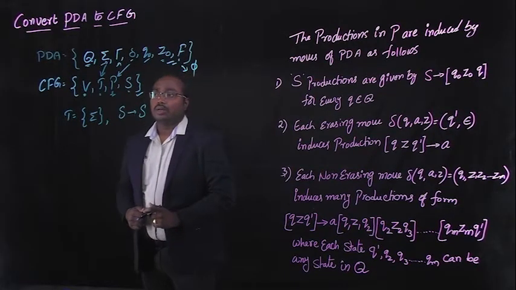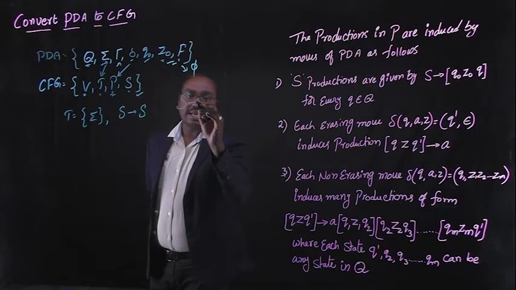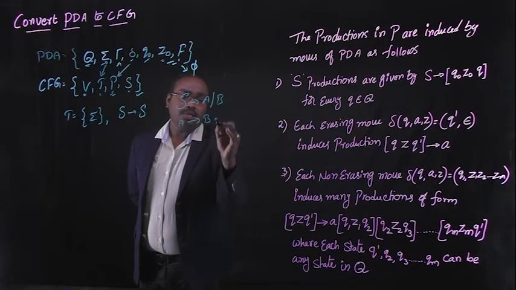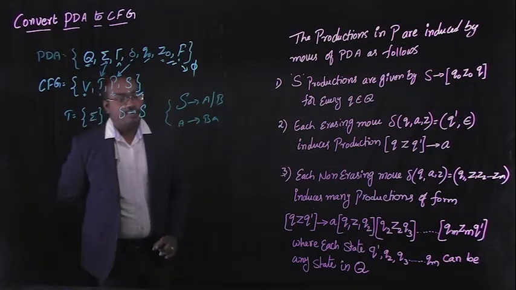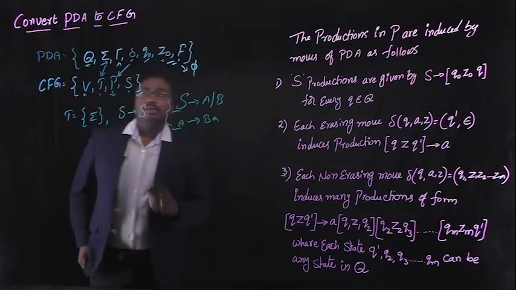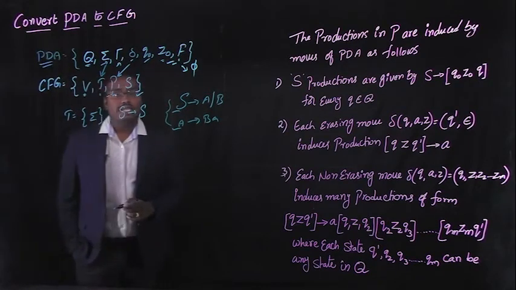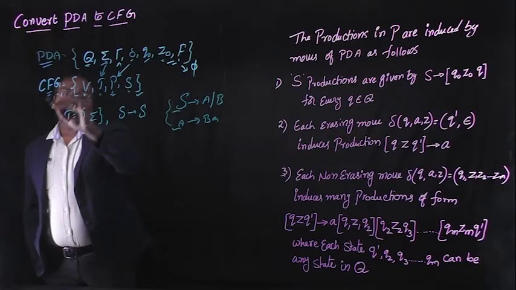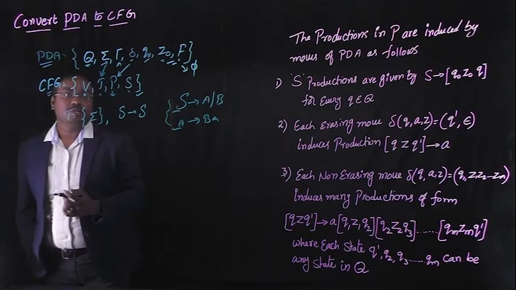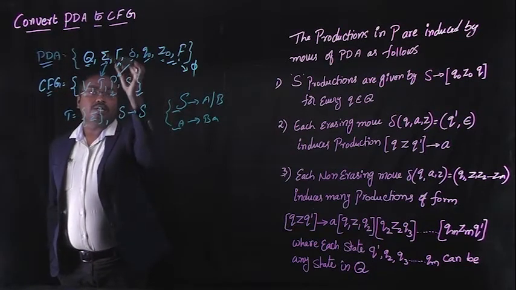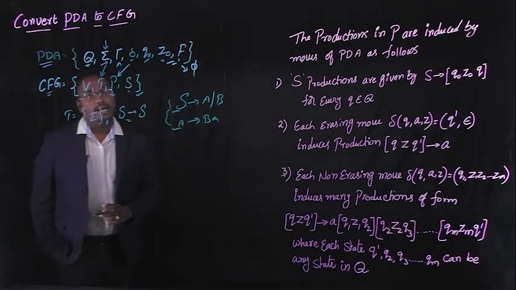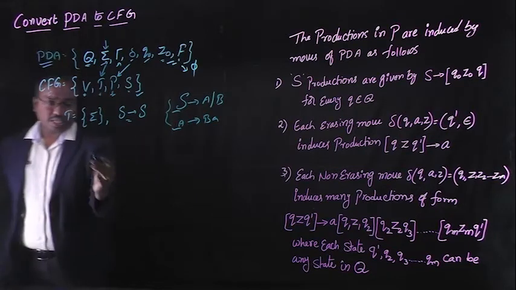In a context-free grammar, we have rules like S tends to A or B, and A tends to B A. The context-free grammar has this type of rules. But here we are taking the push-down automata machine, and we extract the context-free grammar from this PDA. So how can we extract it? The terminals can be formed from the input symbol sigma, S is the starting symbol, and the variables can be formed.